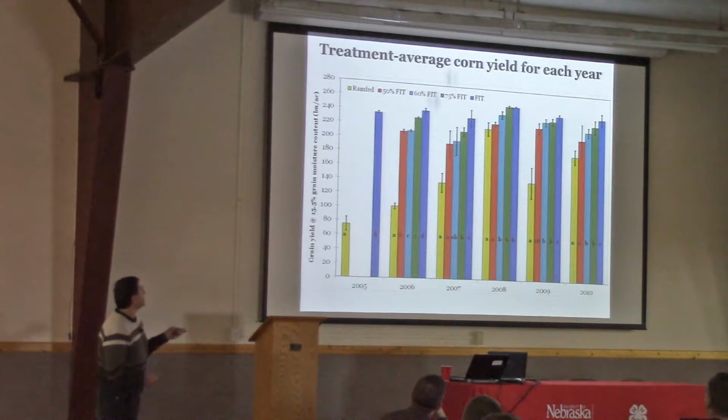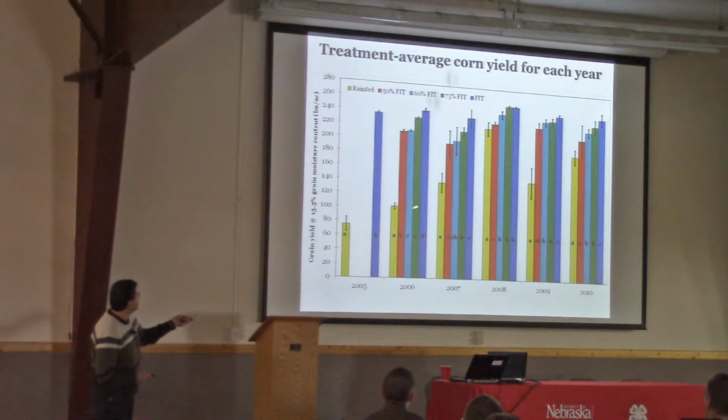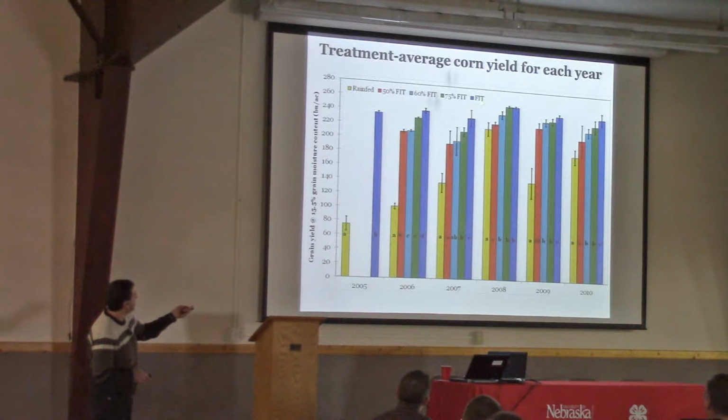So these are the yield for each year. In 2005, keep in mind, only rain-fed and full irrigated treatment, so we did not have limited irrigation. But then, these are the yield results for rain-fed, 50, 60, 75, and FIT, full irrigated treatment.